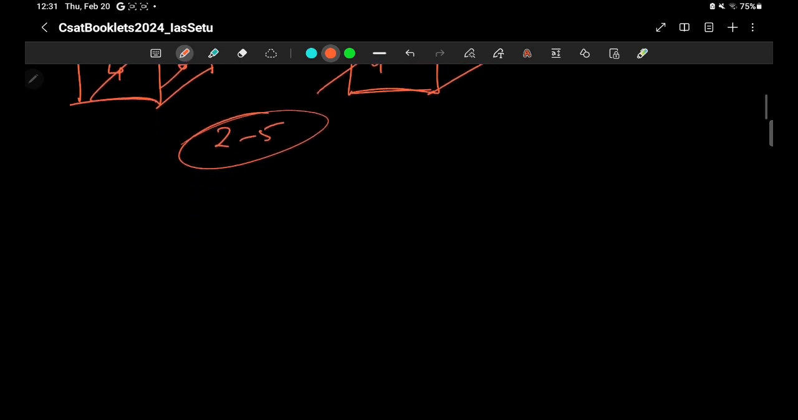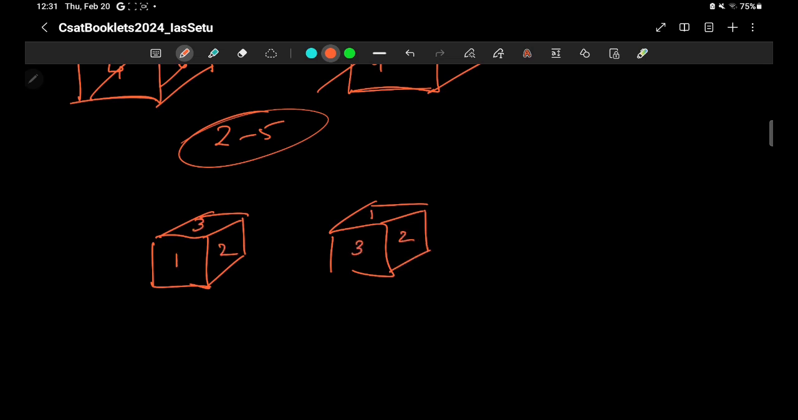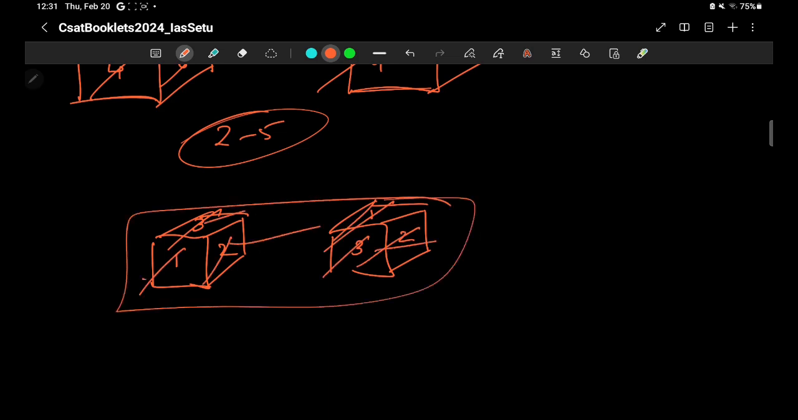If they show you the same faces, for example if they show you 1 2 3 here, and they show you the same 1 2 3 in a different orientation, then you cannot find any opposite face. You just have to cancel everything and you'll get nothing. So you cannot find any opposite face in this case if everything is the same.